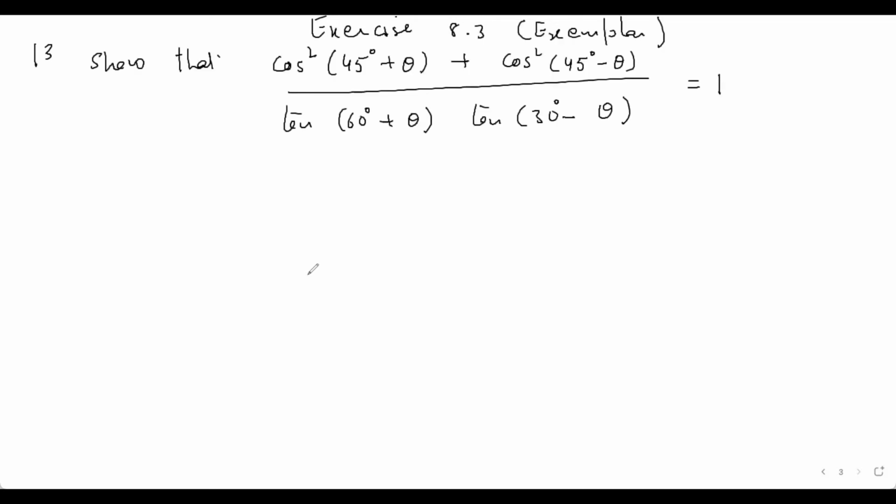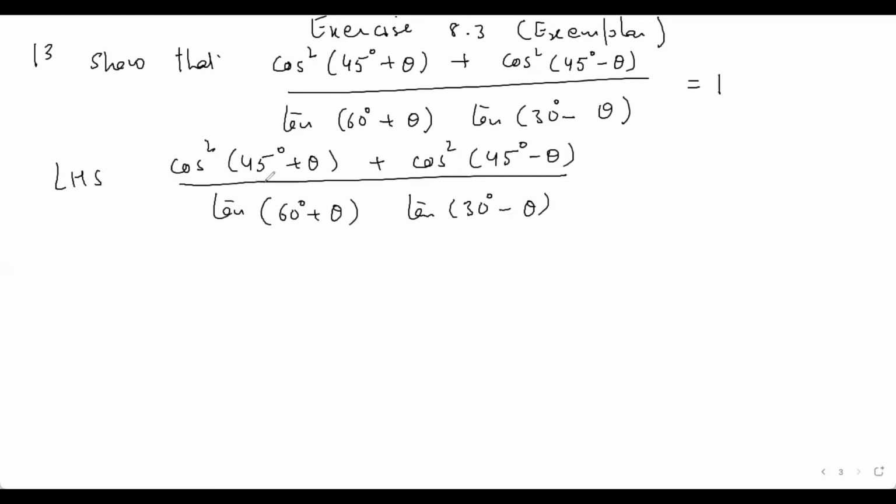Now this is question number 13 of exercise 8.3 of the exemplar. Show that (cos²(45° + θ) + cos²(45° − θ)) / (tan(60° + θ) tan(30° − θ)) is equal to 1. So its left hand side is, now you see 45° + θ plus 45° − θ. If you add these two angles, it will come out to be 90. So change one of them, either this or this. I'm going to change this 45° + θ.